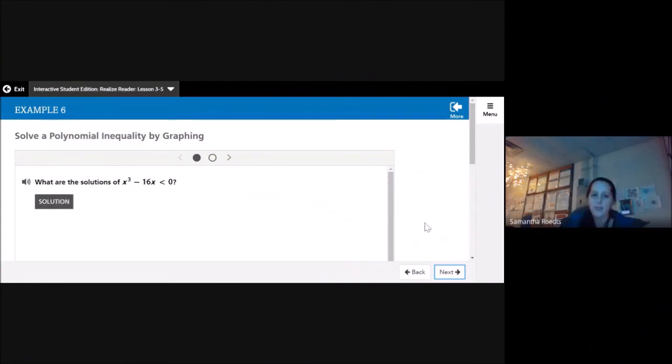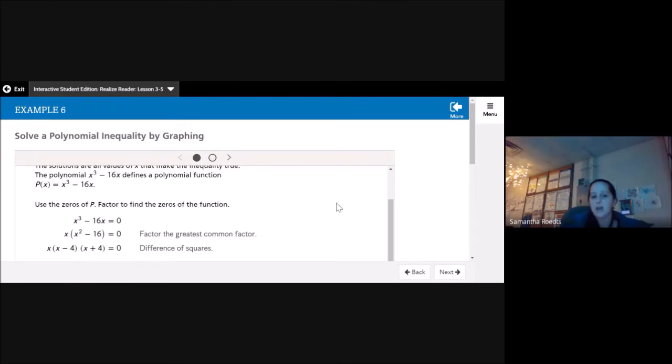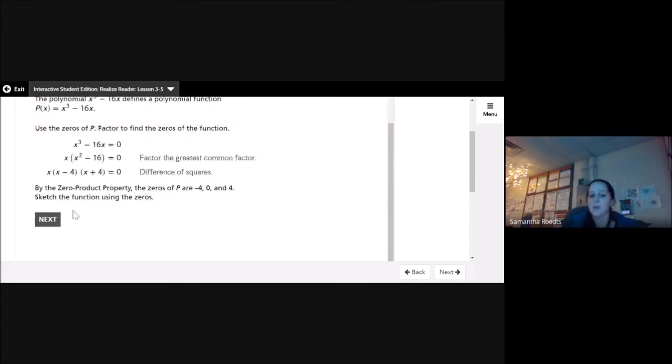All right, example 6. Solve a polynomial inequality by graphing. What are the solutions of x cubed minus 16x is less than 0? So the solutions are all values of x that make the inequality true. The polynomial x cubed minus 16x defines a polynomial function p of x. I factor to find the zeros of the function. So x cubed minus 16x is x times x squared minus 16. Well, this is a difference of two squares. So I get x times x minus 4 times x plus 4. So by the zero product property, the zeros of p are -4, 0, and 4.